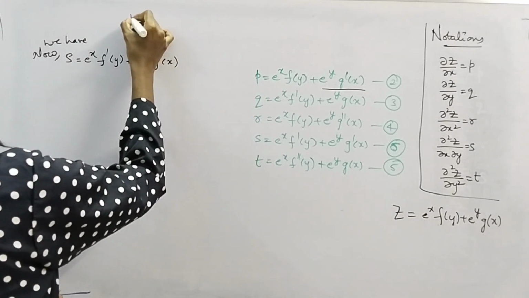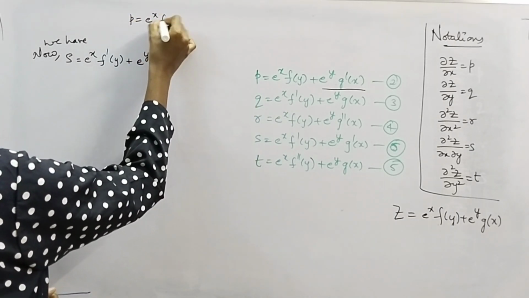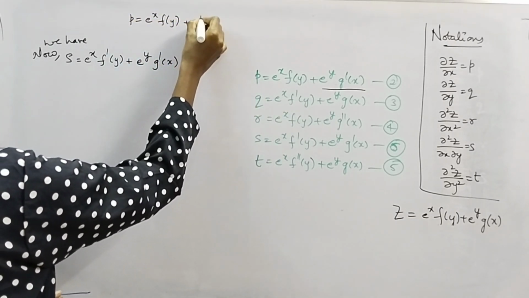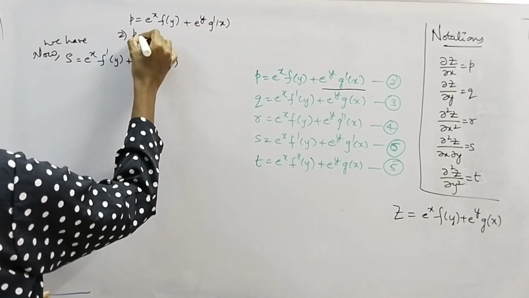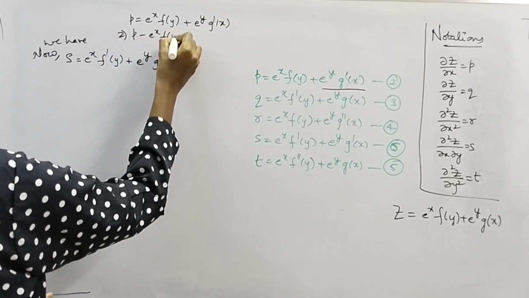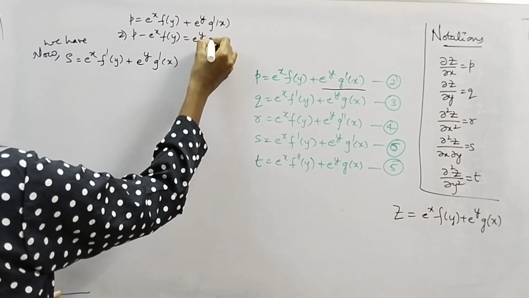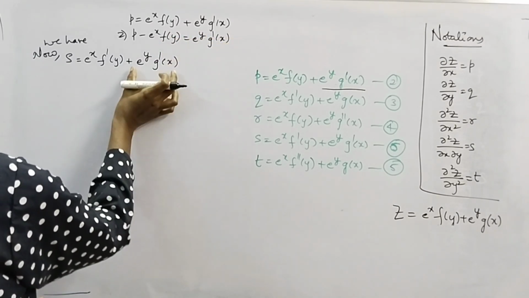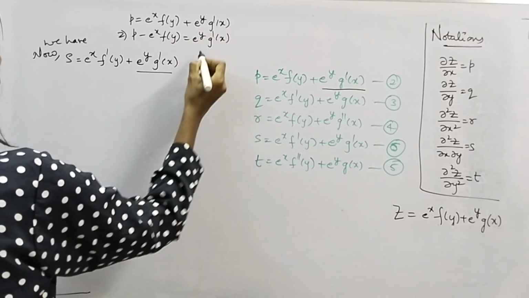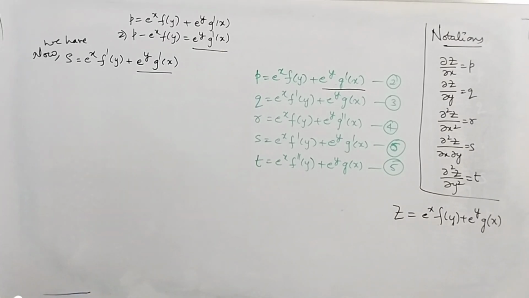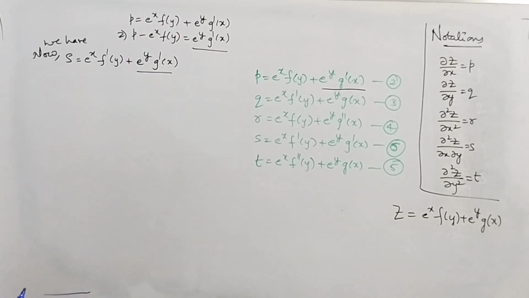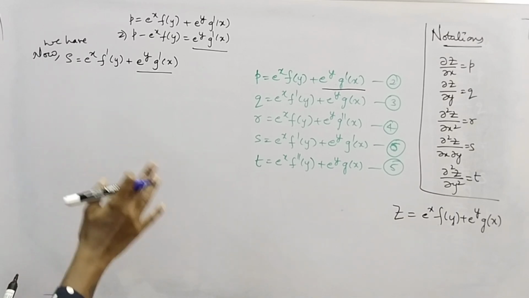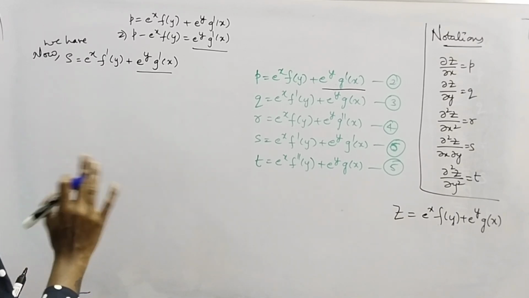So we have p equal to e power x f of y plus e power y into g dash of x. This gives us p minus e power x f of y equal to e power y g dash of x. So you can just replace this e power y g dash of x with p minus e power x f of y. You need to practice in order to get that idea, okay? You won't get it in just one shot.